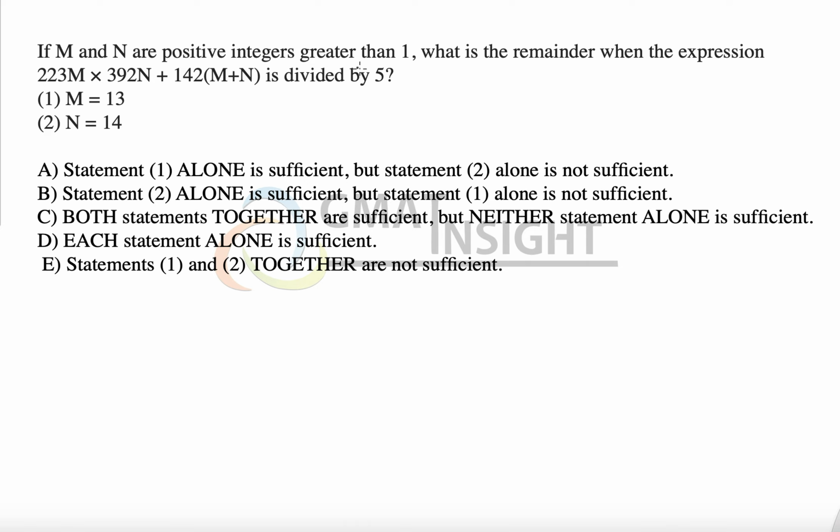If m and n are positive integers greater than 1, what is the remainder when the expression such as this is divided by 5? So we need to quickly understand what is the remainder when something is divided by 5, then quickly understand the basic concept. When a number is divided by 5, then the remainder depends only on the unit digit of the number.